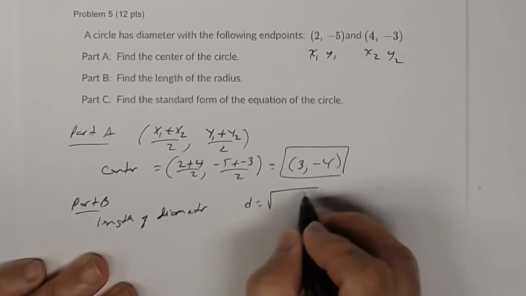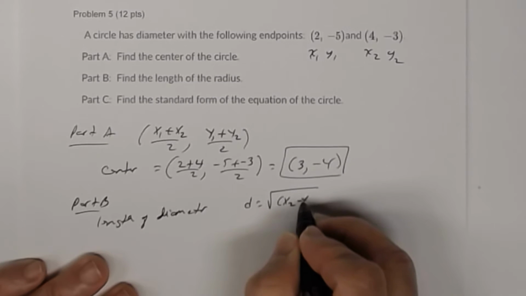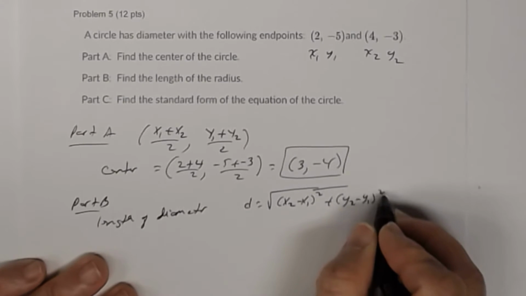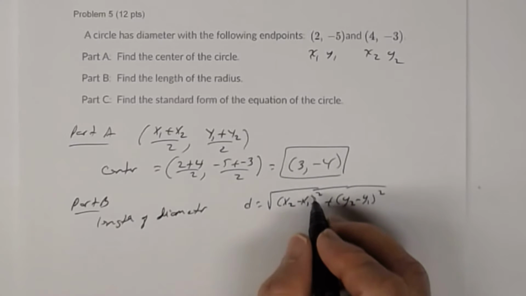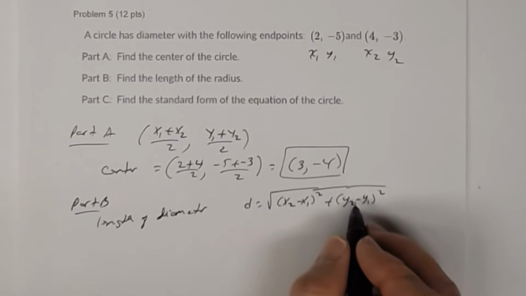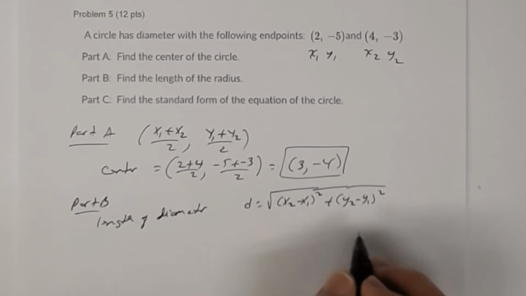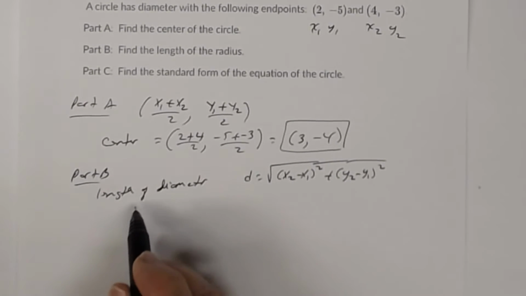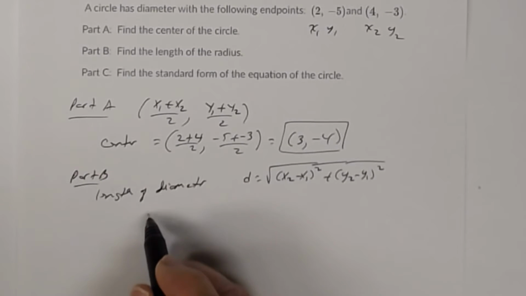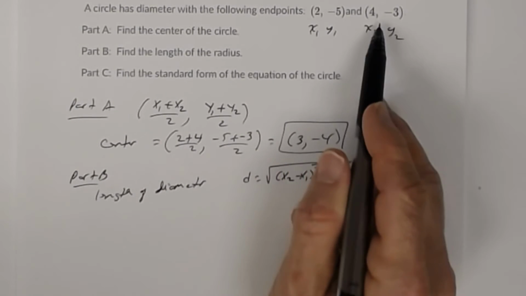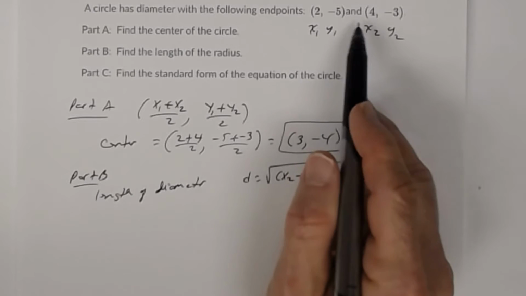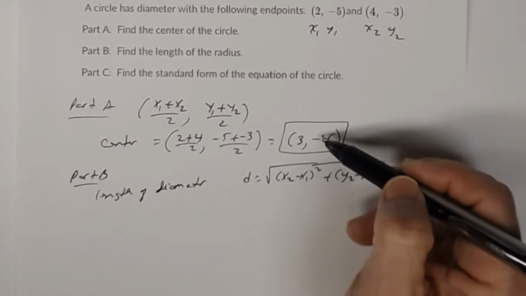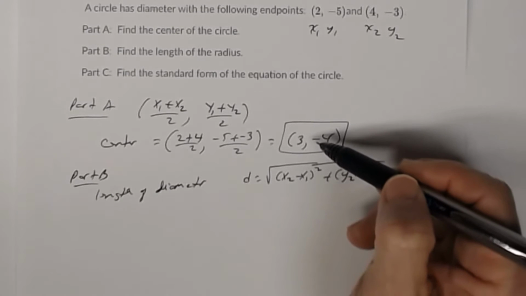So distance, remember, is the square root of (x2 minus x1) squared plus (y2 minus y1) squared. So you're going to subtract the x coordinates from each other and then square it, subtract the y coordinates from each other and then square it, add them up, and then take the square root. So we're finding the length of the diameter now because I'm using these 2 points. These 2 points are the endpoints of the diameter. If I were using one of these with the center, I'd be finding the length of the radius.